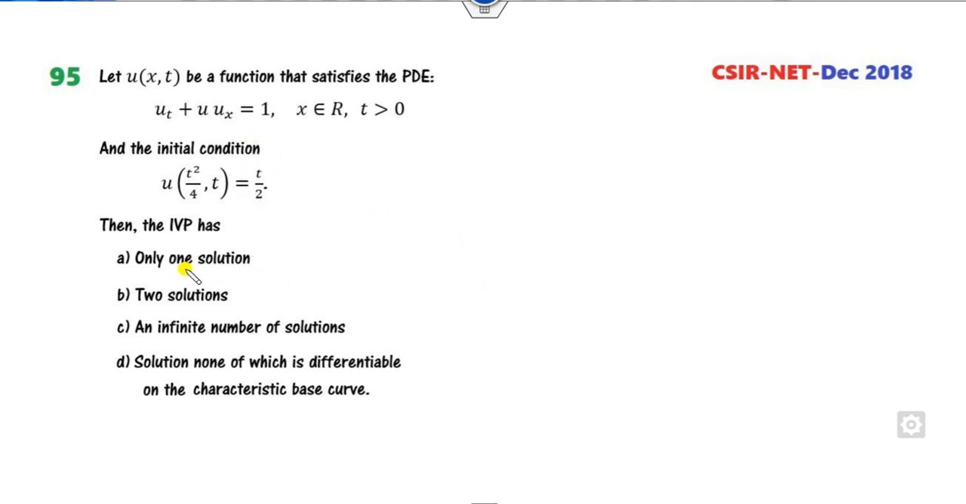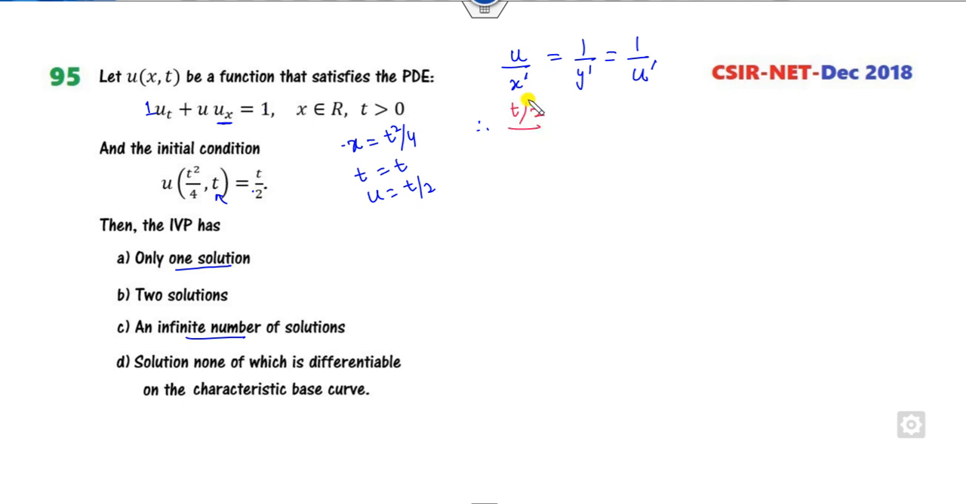Okay, now look at the initial. Again they are talking about the one solution, infinite many solutions. So again we will see, this is my P. So this is u over x dash, coefficient of this is my 1, 1 over y dash, and right hand side is 1 over u dash. Solution is given to you. So x is my t square by 4, t is my again t here, and u is my here. So I can substitute here. So u x dash, this 1 over y dash. This is my y. Okay, I call this as y. So this is my 1. What is that? E dash is 1 over 2. So it is same, but they are not same. It means no solution. So only one solution is cancelled out. Infinite many solutions cancelled out.